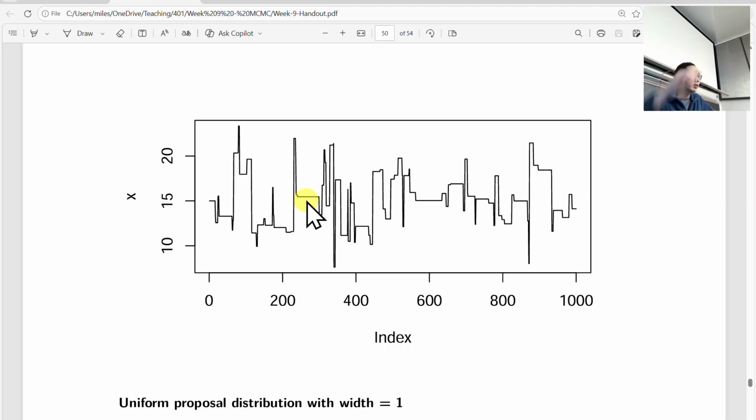Basically, I was at 15, and I kept proposing up to plus or minus 50. So I might have proposed negative 30, or 60. And it says, we're not going to take 60 because that would never happen in this normal distribution. I'm not going to take negative 30 either. So I get stuck here. And then finally I proposed like 12, and I said, okay, I'll take 12. So we get this skyscraper skyline, where we have all of these flat lines.